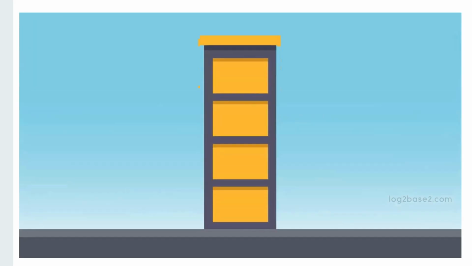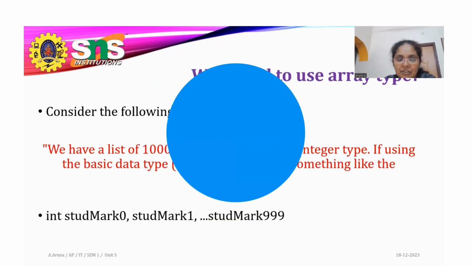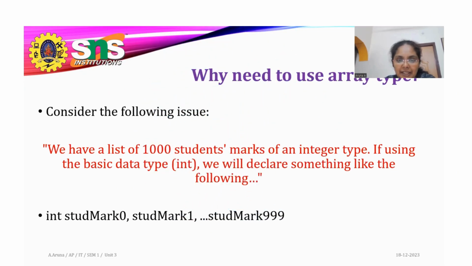So we can relate an apartment to this array. Say house is a data type, then apartment is an array of houses. Similarly, consider the example where house is a data type. In this apartment, we have 3 houses. House of 0 is the first house. House of 1 is the second house. House of 2 is the third house. So consider why we need to use an array.